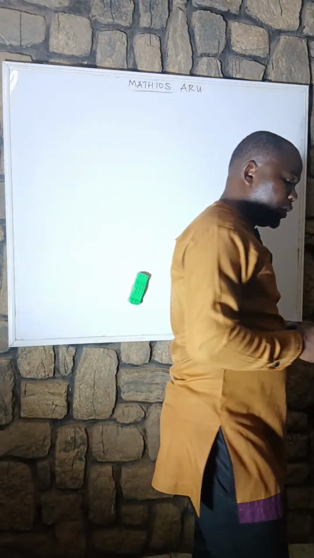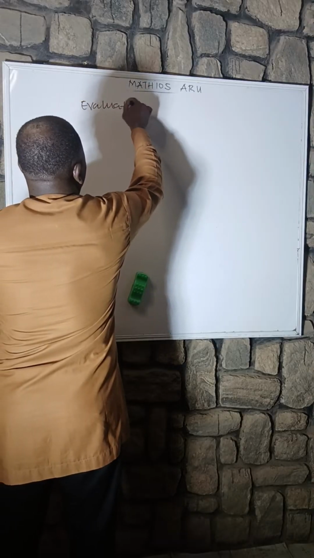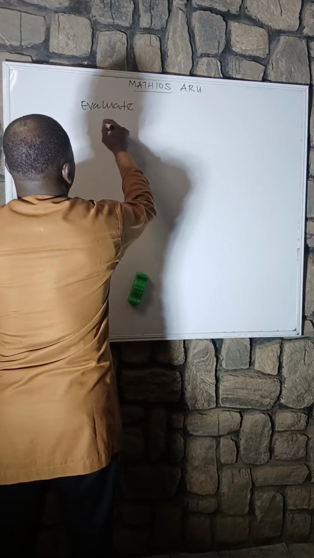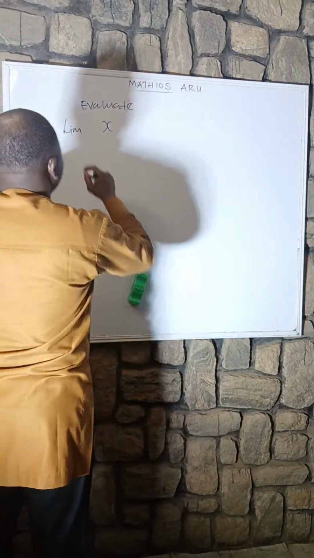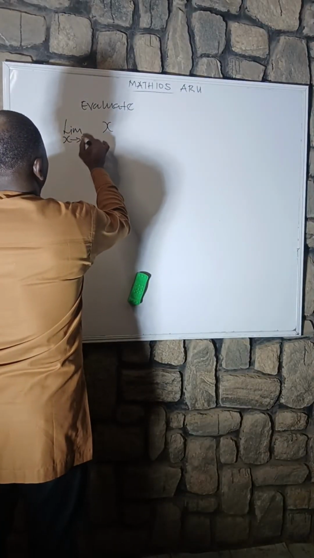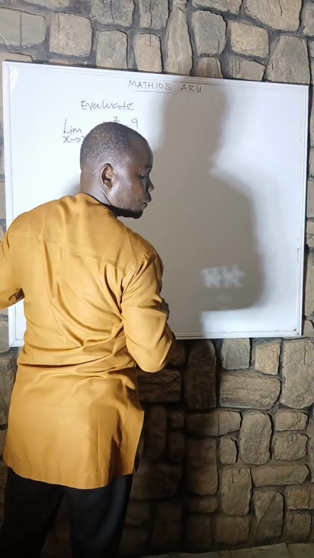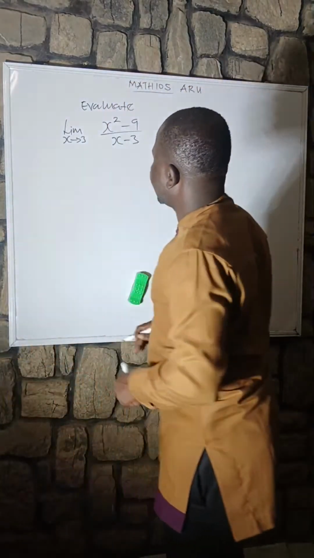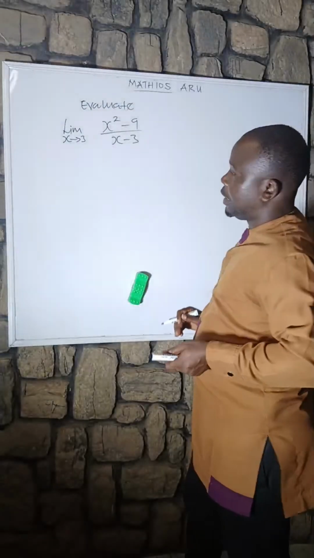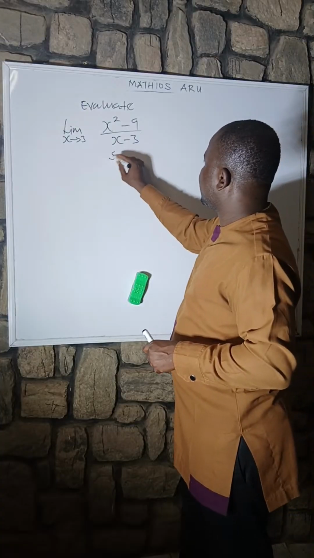Okay, one of the questions is: evaluate the limit as x tends to 3 of 3x squared minus 9 all over x minus 3. It's a very simple question, and I want to tell us one thing about limits. Is that clear? Right, solution.